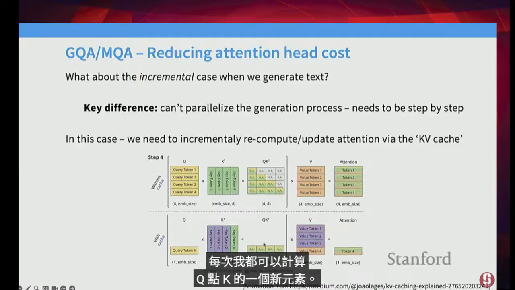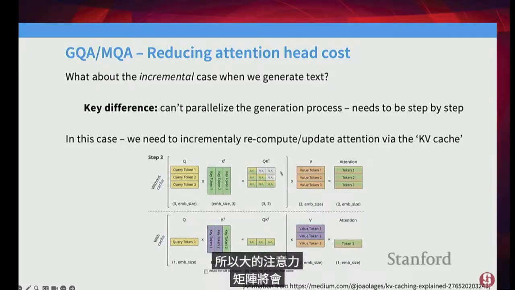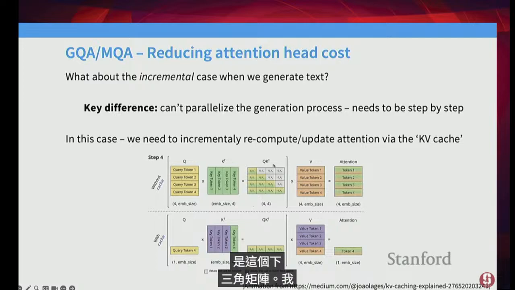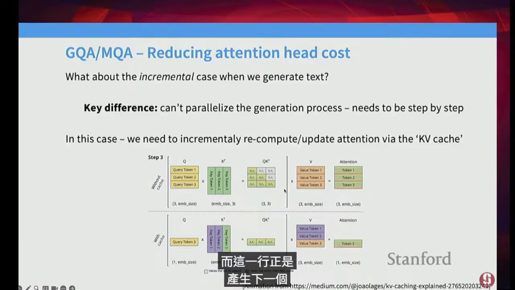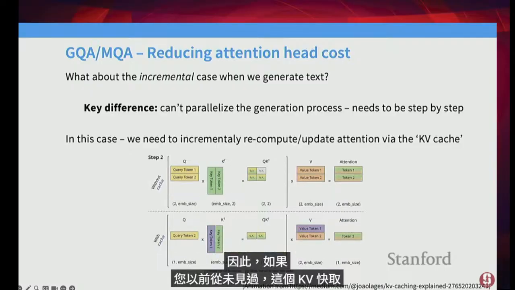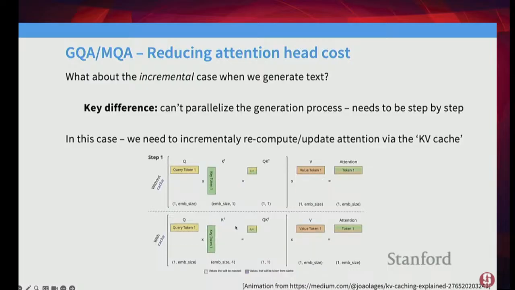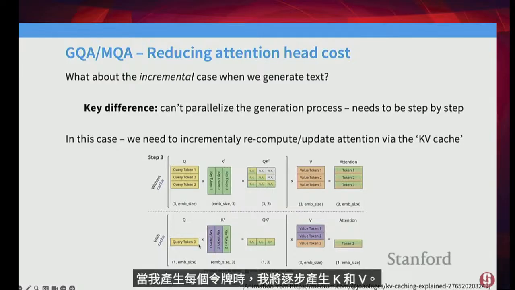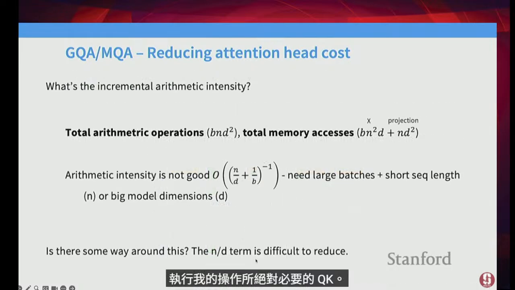And each time I can compute one new element of q·k. So the big attention matrix is going to be this lower triangular matrix. I'm computing one row at a time, and that row is exactly what's necessary to generate the next token. So this KV cache idea, if you've not seen it before, is saying I'm going to generate the Ks and the Vs incrementally as I generate each token, and I'm only going to compute the QK that's absolutely necessary to do my operations.